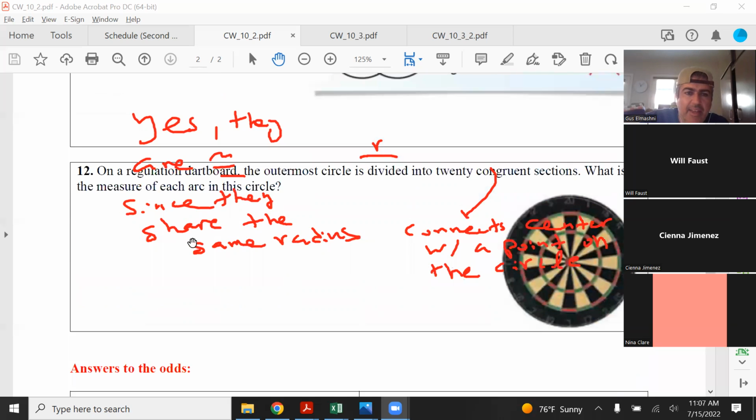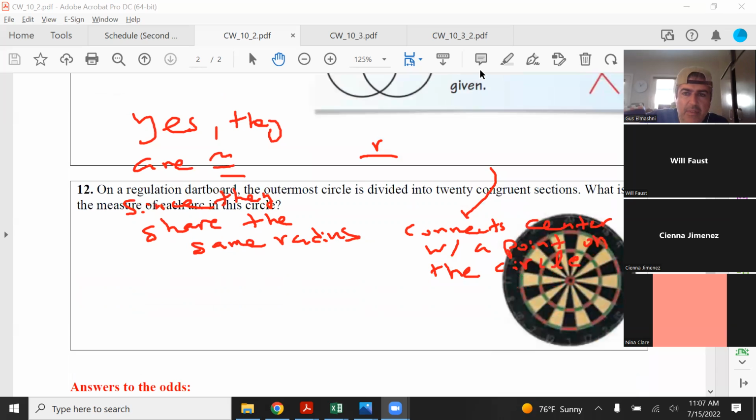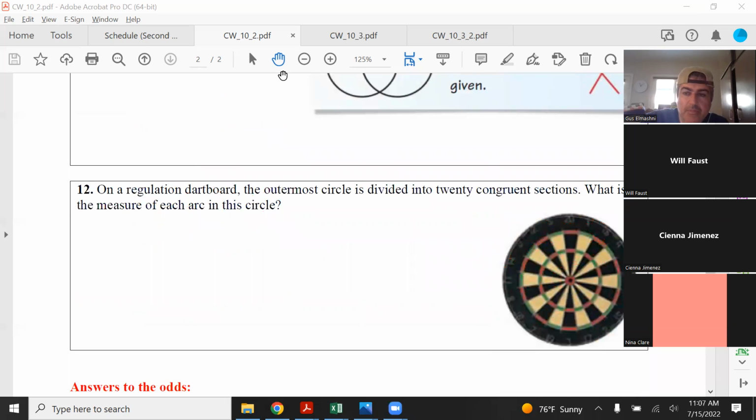So, and then for 12, for those that like to play darts, definitely there's a lot of geometric probability that goes into it. You have 20 congruent sections because you have 20.